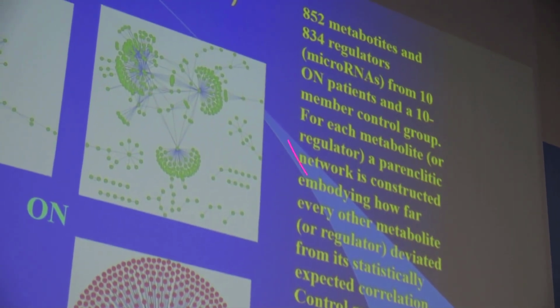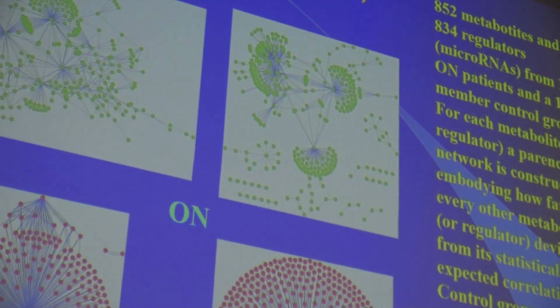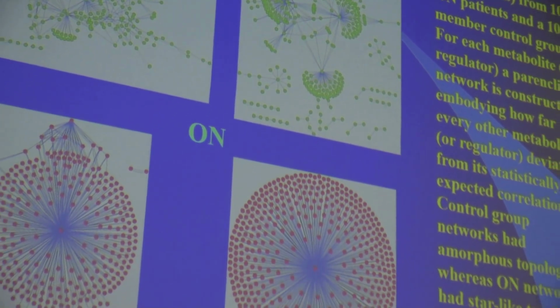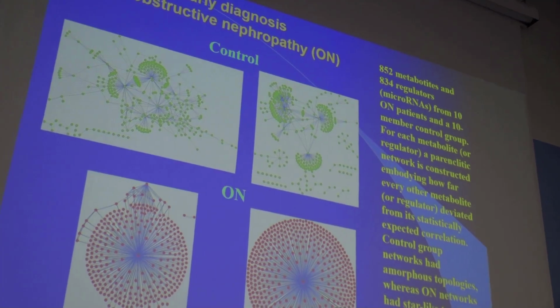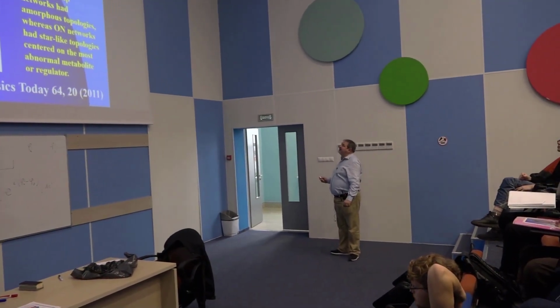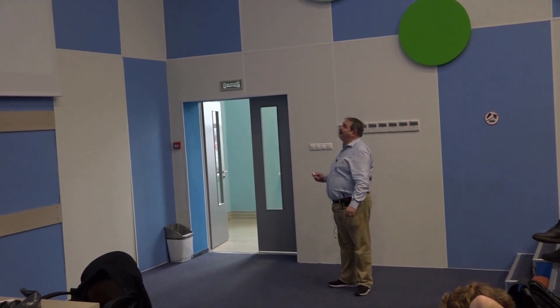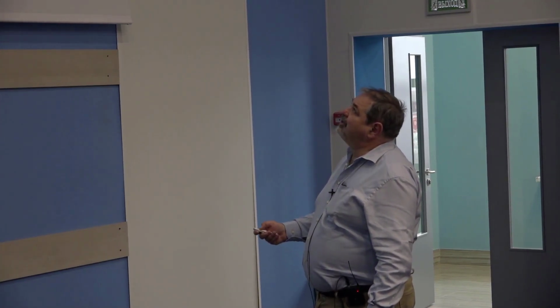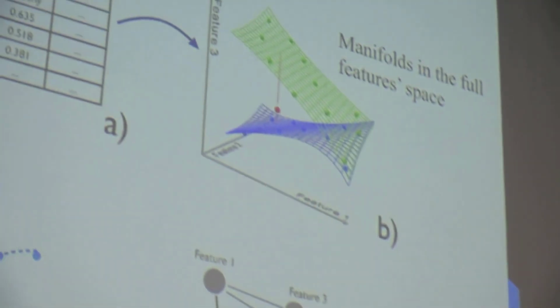Here what you can do is measure the urine of the babies, and you can measure the concentration in the urine of 852 metabolites and 834 regulators. And you have 10 patients having obstructive nephropathy and 10 patients which form the control group, so the healthy people. So what you do, you take the healthy people and you learn all the functions on the healthy people.